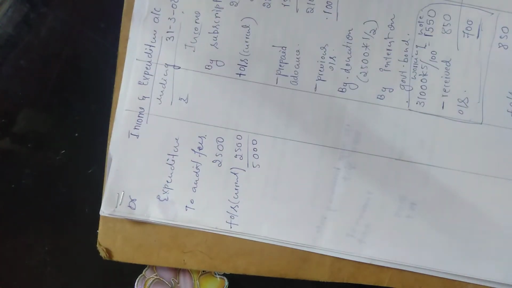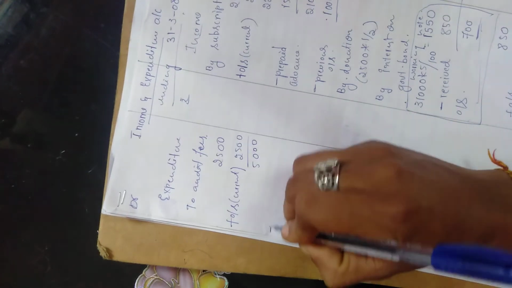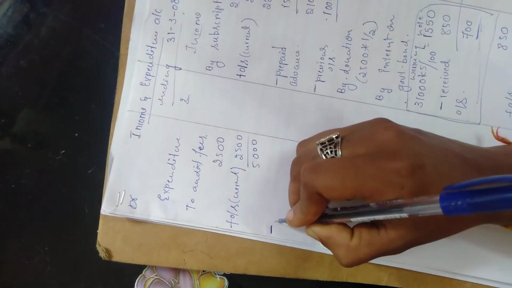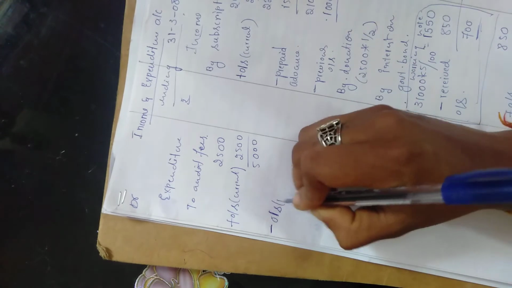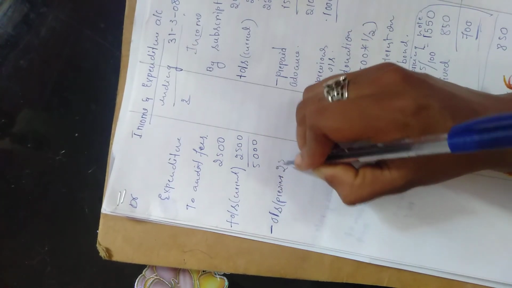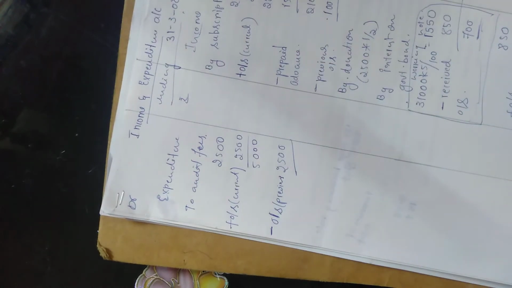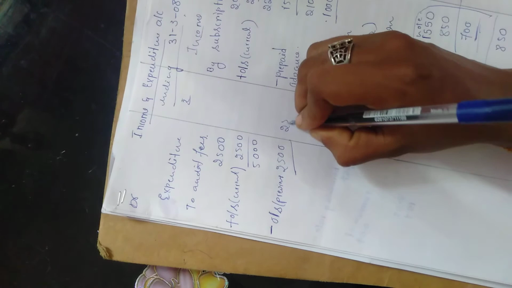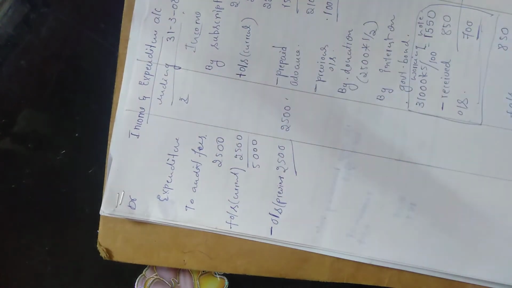There is an outstanding of previous year given in the opening balance sheet. So deduct that outstanding of previous year. What is that amount? 2,500. So out of 5,000, 2,500, remaining is 2,500. So this is the amount.